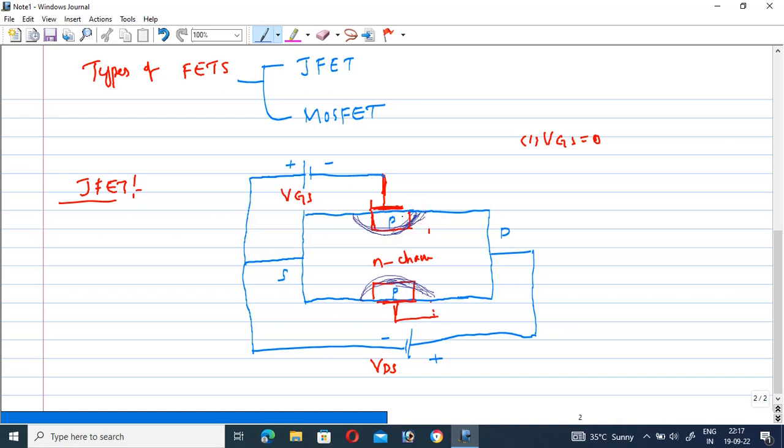So this is also a depletion region, still considering VGS equal to 0. Suppose the VGS voltage still increases, VGS becomes more negative. What happens is that the depletion region increases to its maximum, as well as the depletion region width increases.